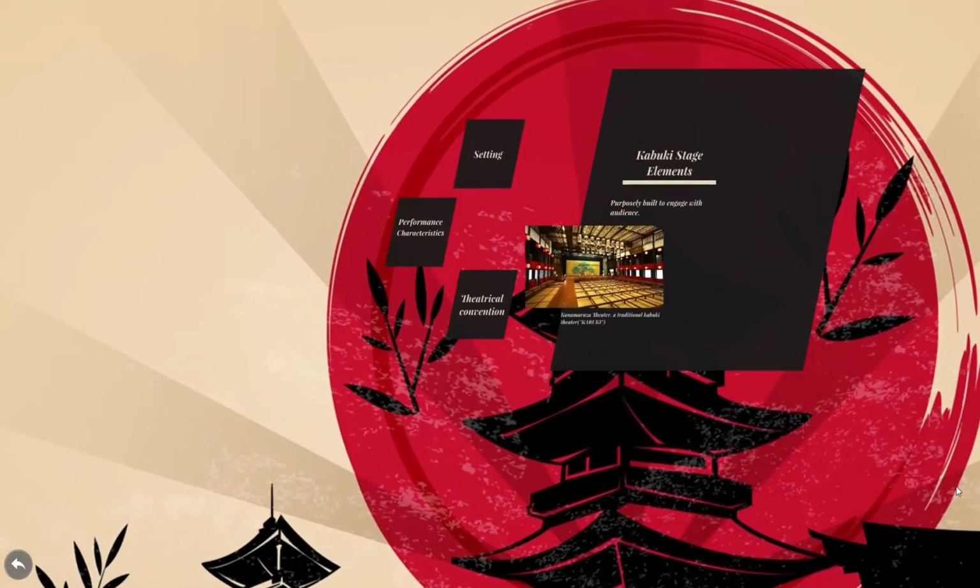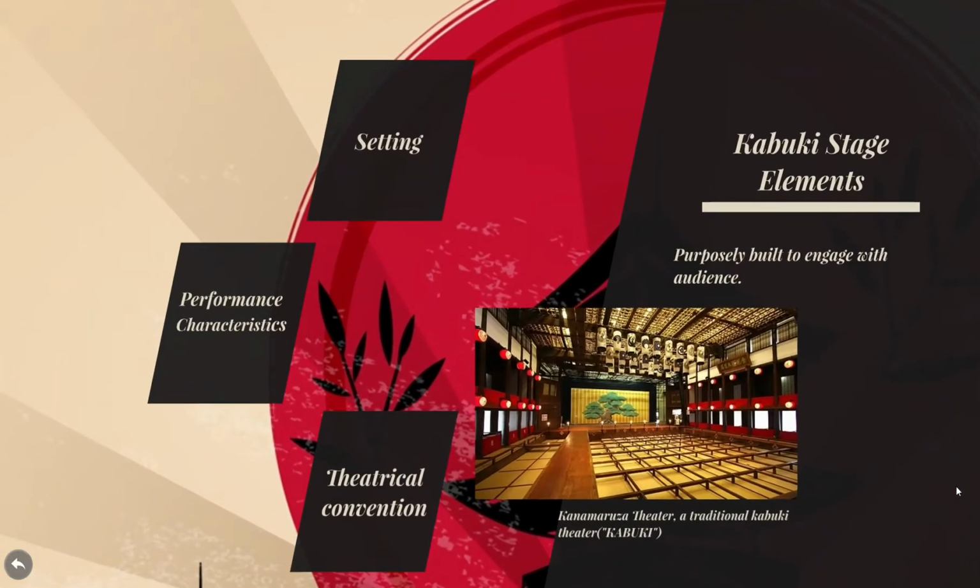Starting with Kabuki stage elements, we can highlight from the start its unique stage setup. Contrary to your usual theater, the Kabuki stage is designed in a way to make sure the audience feels a sense of intimacy as it is close to the stage and the walking runway to their left side.